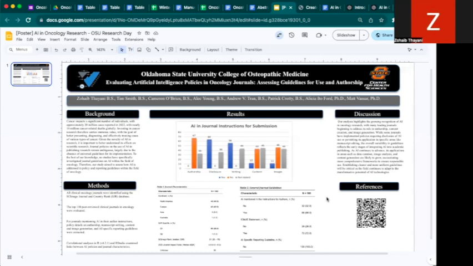So cancer, of course, impacts a lot of people within the world. 20 million cases were reported in 22, with 10 million cases related to deaths globally. With AI being so new, we want to be able to see how it plays a role within research, or whether or not there is even any statements regarding AI and its use within research at all.